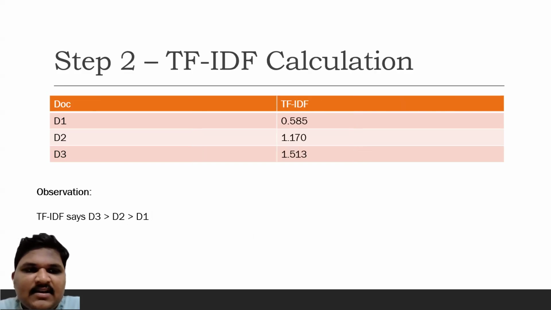So for the TF-IDF calculation, we have computed the TF-IDF for all the documents D1, D2, D3. The observation is that TF-IDF says document 3 is greater than document 2, which is greater than document 1, implying the longest document is most relevant just because it repeats the word more often. So according to TF-IDF, D3's weight is higher because D3 contains the word information more than D2 and D1.